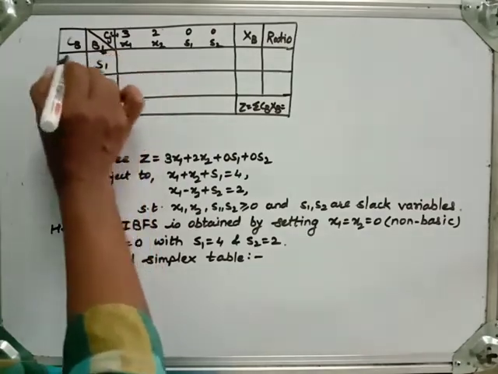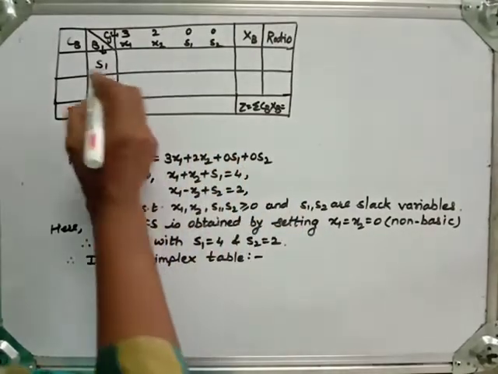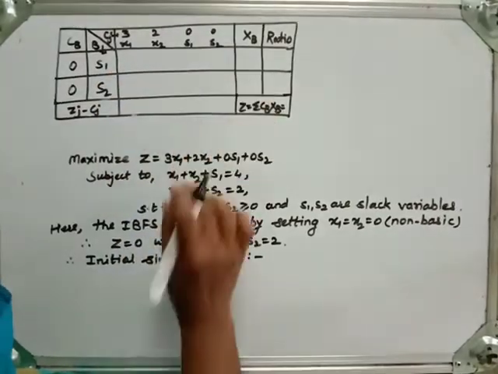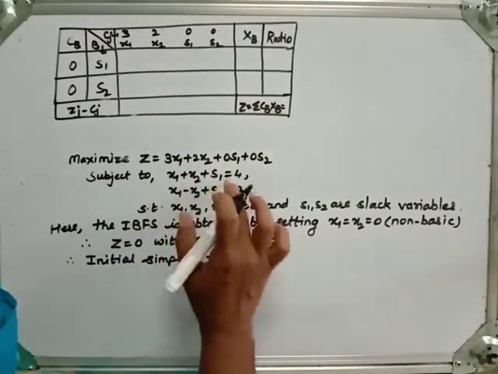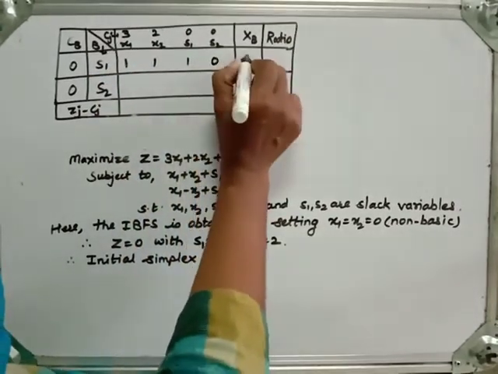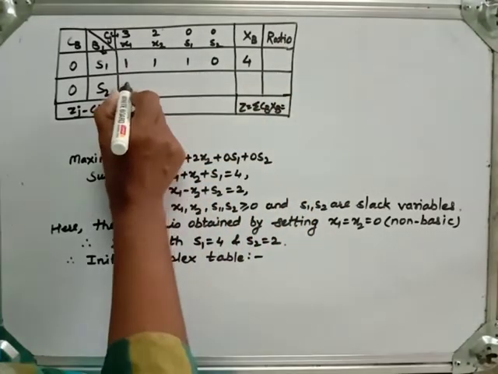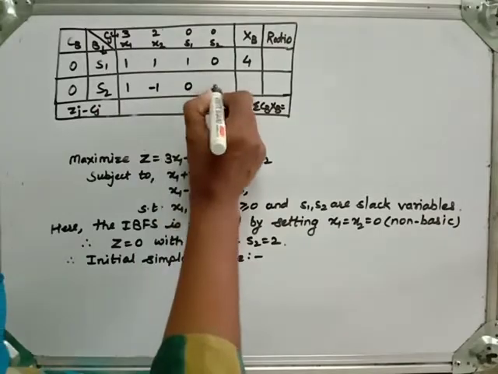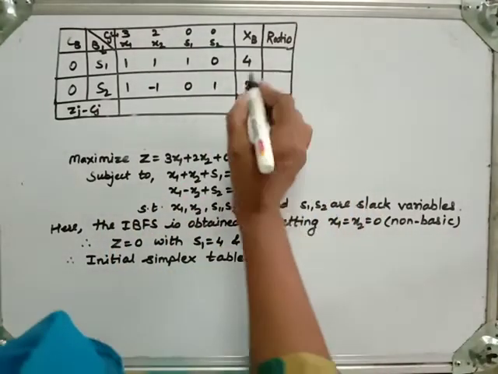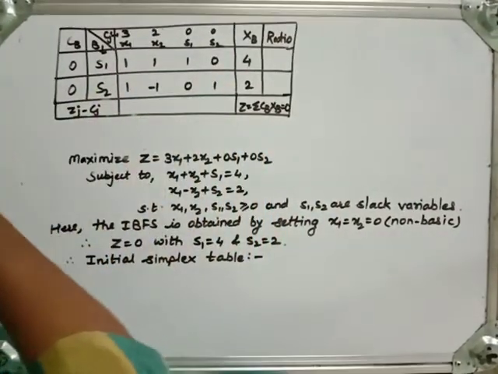Now CB is the coefficients of the basic variables s1, s2 from the objective function, so it is 0 and 0. Now here I will write the coefficients of all variables from the first constraint: 1, 1, 1, 0, 4. XB will be the right hand side constant. Now here 1, minus 1, 0, 1 and 2. From these things we get Z is equal to 0. Clearly the initial basic feasible solution is there.